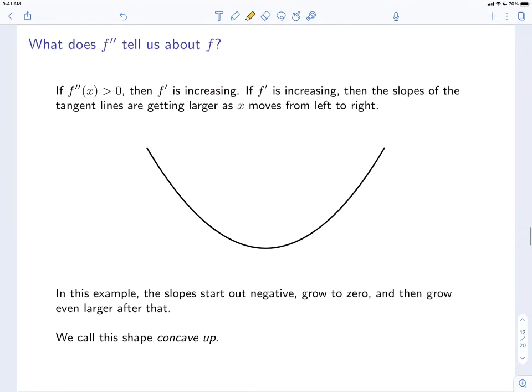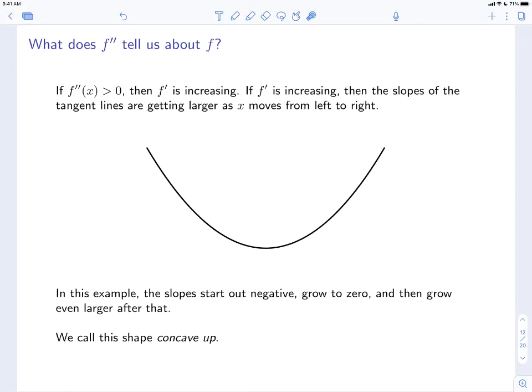Well, we've been talking about what the first derivative tells us about the function, but you can also get some information from the second derivative. So how do we determine what the second derivative tells us about the function? Well, we need to keep in mind one basic fact. The second derivative is the derivative of f prime. So if, for example, f double prime of x is positive, that means that f prime is increasing.